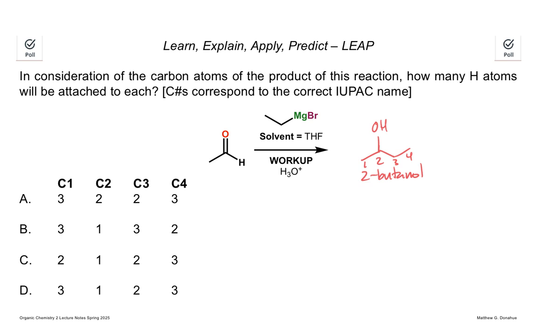Yes, so D. So carbon 1 has 3. Carbon 2 has 1. So that gets rid of C, then A. Then carbon 3 has 2 hydrogens, so that gets rid of B. And then carbon 4 has 3 hydrogens.